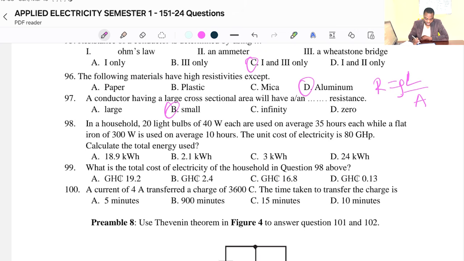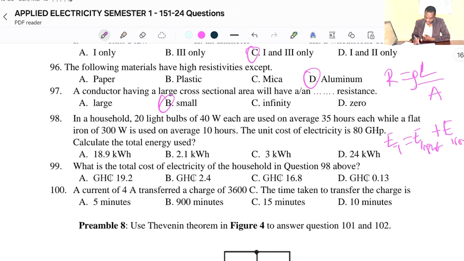In a household, 20 light bulbs of 40 watts each are used on average 5 hours each, while a flat iron of 300 watts is used on average 10 hours. The unit cost of electricity is 80 Ghana pesos. Calculate the total energy used. So the total energy used will be the energy used by the light bulbs plus that of the flat iron.